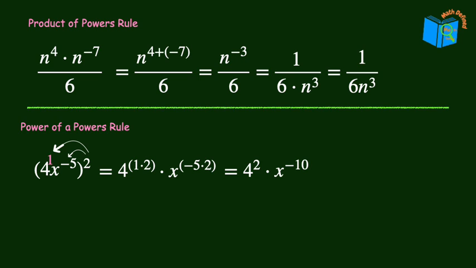Next, we need to eliminate the negative exponent by moving x to the negative 10 to the denominator, while 4 squared stays in the numerator. The final step is to simplify 4 squared by multiplying 4 by 4, resulting in the fraction 16 over x to the 10th power.